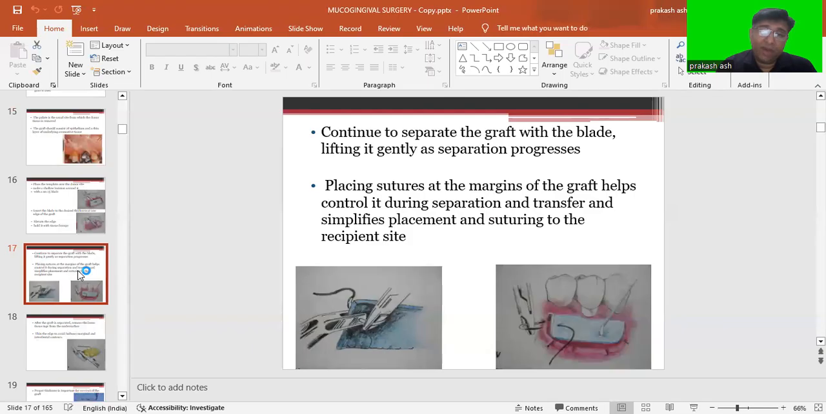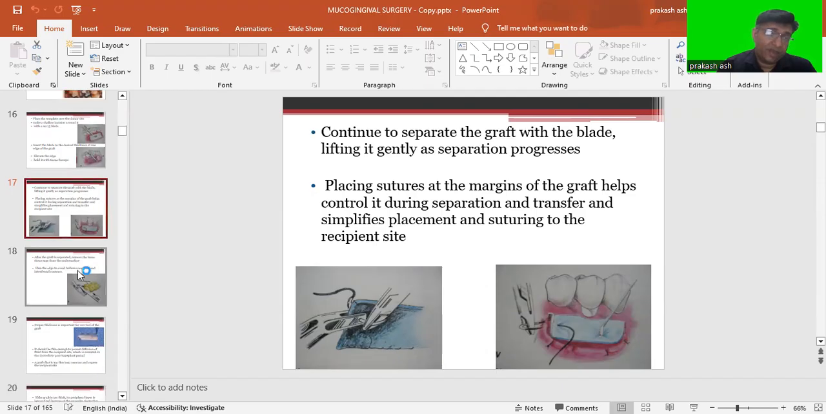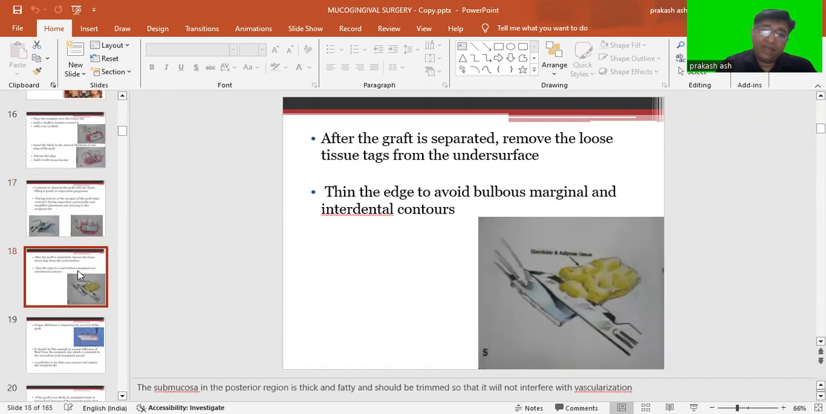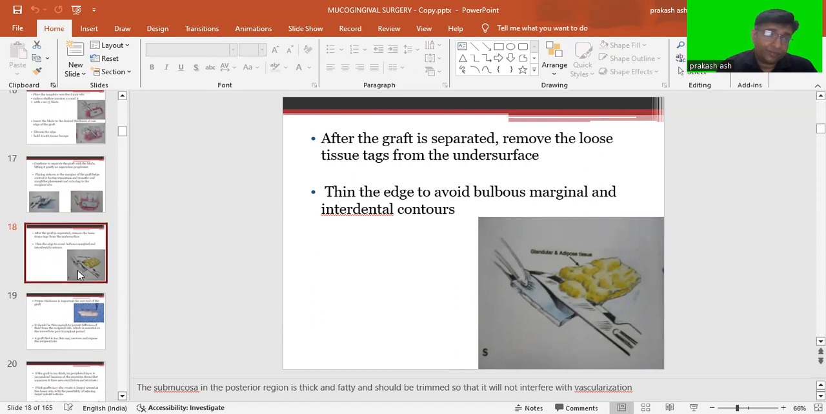Placing sutures at the margins of the graft helps control it during separation and transfer and simplifies placement and suturing to the recipient site. After that, the graft is separated. Then remove the loose tags from the undersurface. Thin the edge to avoid bulbous marginal and interdental contours.